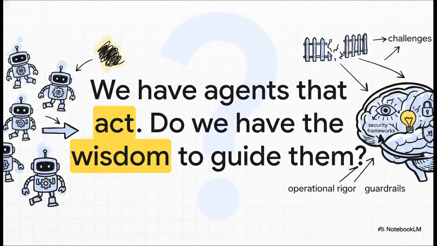So we've seen the incredible power of these agents, but also the huge engineering challenges they bring. At the end of the day, it all comes down to this. We are successfully building agents that can act on their own in the world. The real test now is whether we're building the operational discipline, the security frameworks, and the guardrails, in other words, the wisdom to guide them.